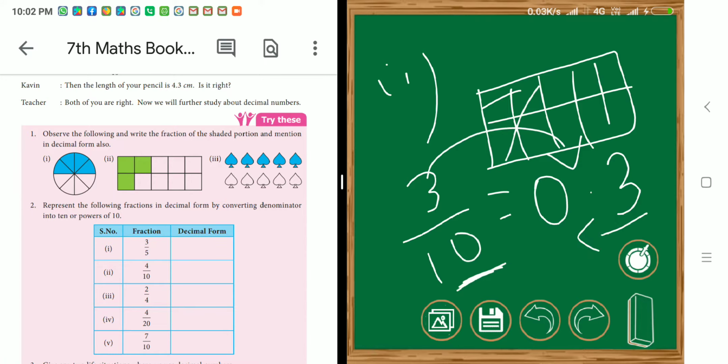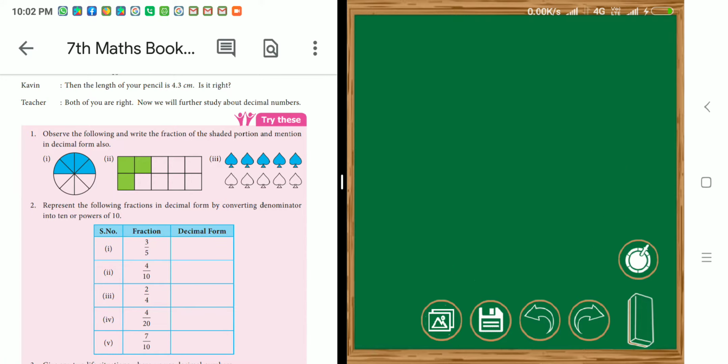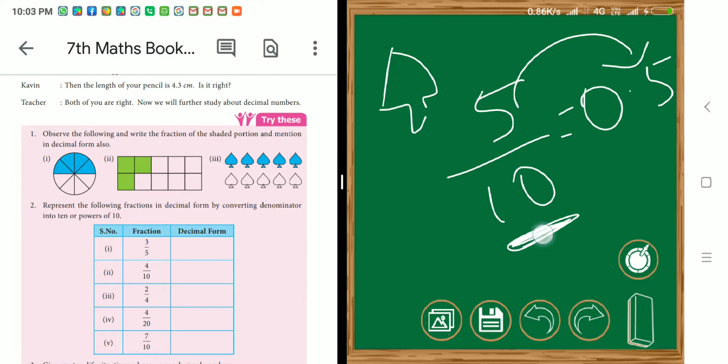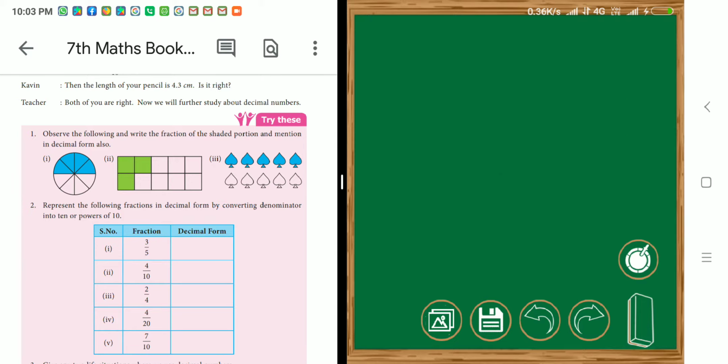So 0.3. Same way, the third one: there also we have 10 figures in total. The colored ones are 5. So 5 by 10. Always write the total number of figures in the denominator. So this 5 by 10 you can write as 0.5. Write the numerator as it is, and in the denominator we have 10, so move only one step towards the right. So 0.5.